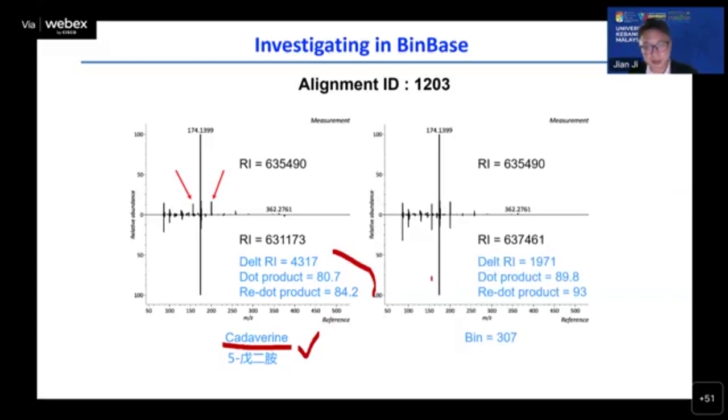But when we use unknown beings, there is another one matched, and this matches much better. The similarity is a little bit better than the one we used, and the delta retention index is much lower than what we used in the other library. But this one does not have a name. It has the ID 3,307.